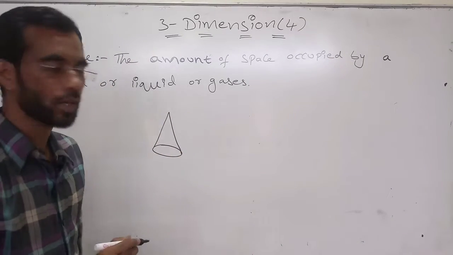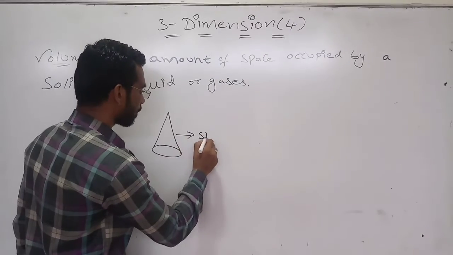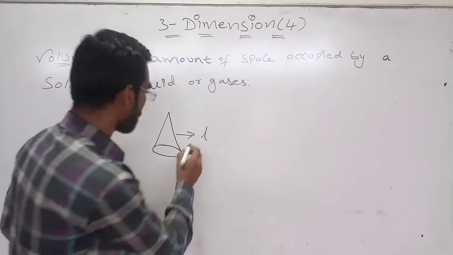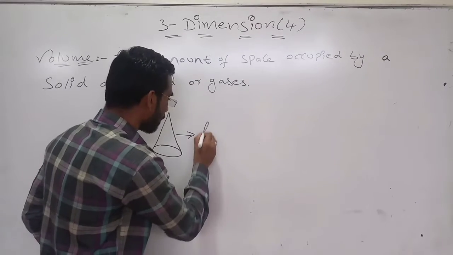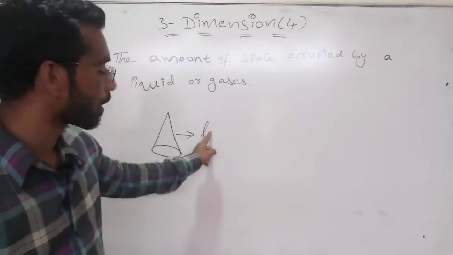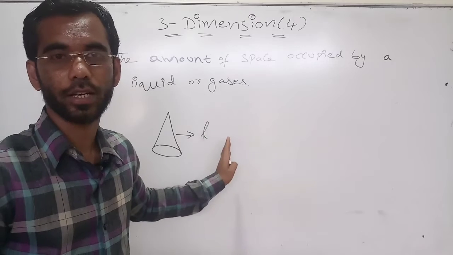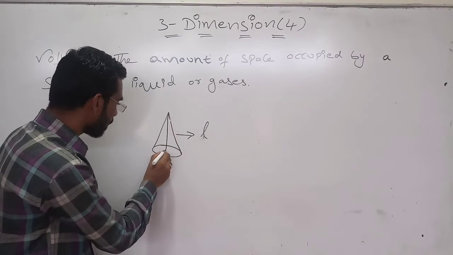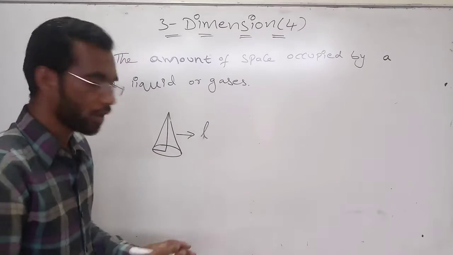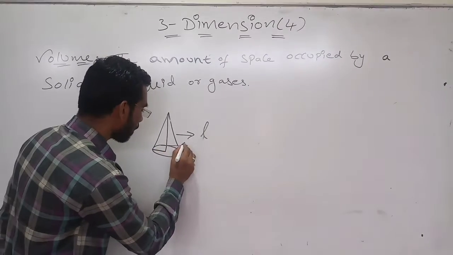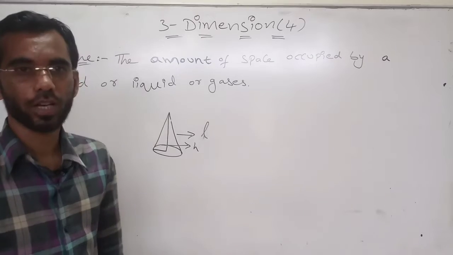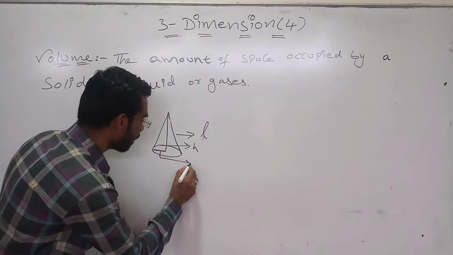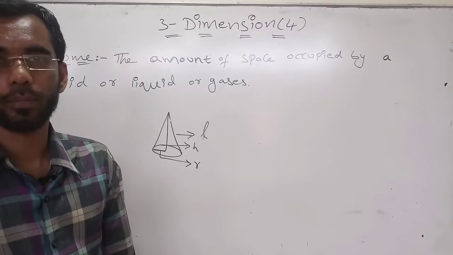about the cone. This side is called the slant height and it is represented with L. Most of the students get confused; they take it as length, but it is not length. It is slant height. Now, the height of the cone, the perpendicular taken from inside the cone, is called the height, represented with H. And this part is the radius of the cone, represented with R.